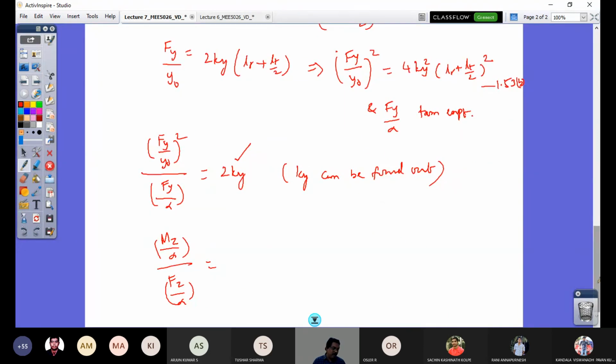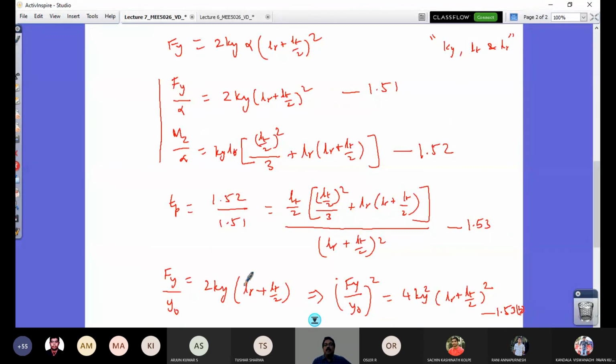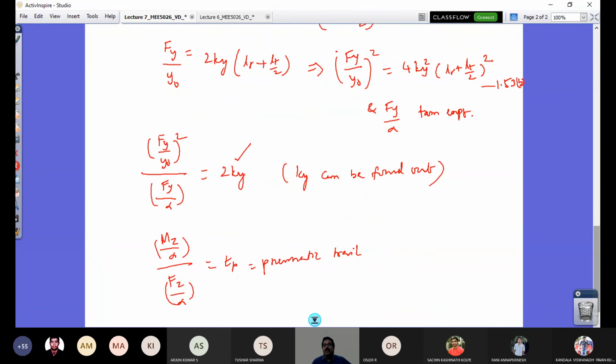So I'm going to have my expression by doing this ratio, right? So that's exactly what is my TP. This is exactly my TP, because this Mz by F is that. So this is my TP, which is equal to the pneumatic trail. So having known this pneumatic trail value, substituting it in this, and I know my Lt through experiment, I would have only Lr in this equation, and I can find out what this Lr is. So Lr can be found out in the determinant.